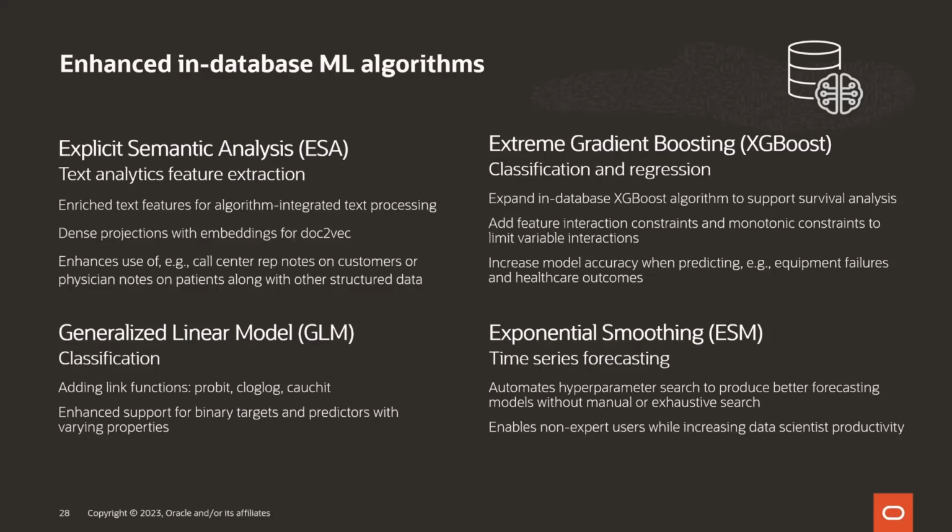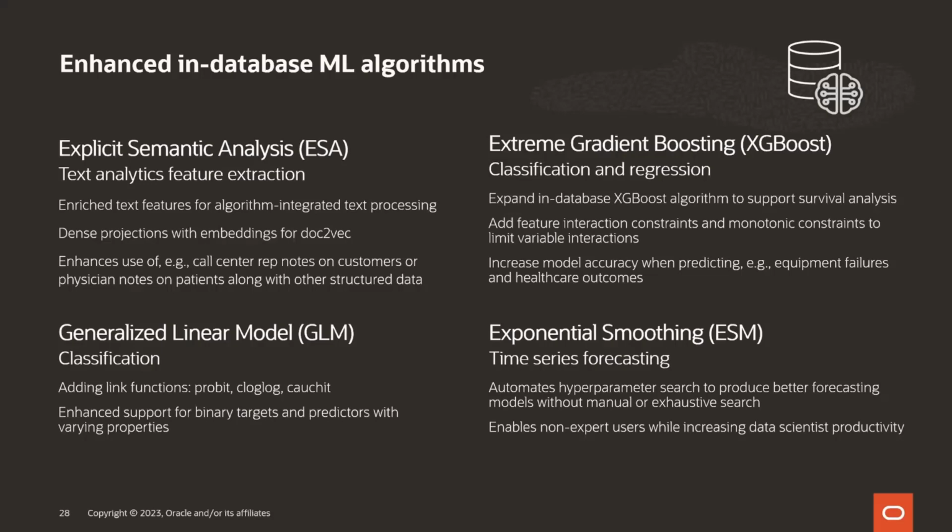In the case of generalized linear model for classification, we're adding additional link functions for enhanced support of binary targets, among other uses. Now, for extreme gradient boosting, we've expanded support for survival analysis, which is particularly useful when predicting equipment failures and health outcomes. And we're also enabling feature interaction constraints and monotonic constraints so that data scientists can further limit variable interactions.